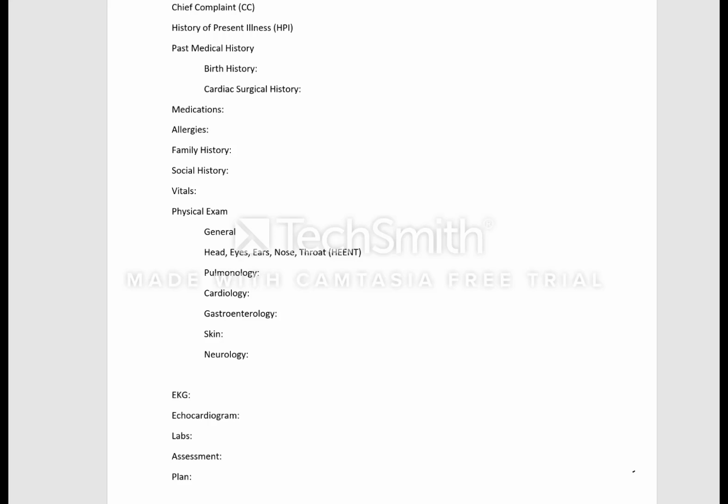costochondritis. And then you're going to go on to explain why you think it's costochondritis based on the history and physical. This is costochondritis because the pain is reproducible on exam, and then go on to show further details of why that patient's history and physical is more indicative of costochondritis.